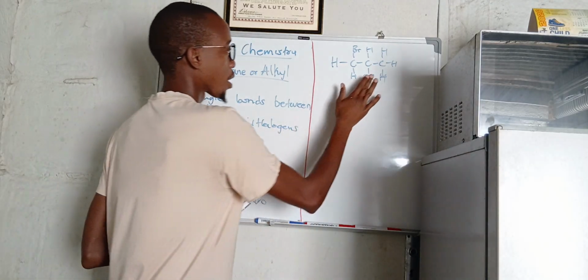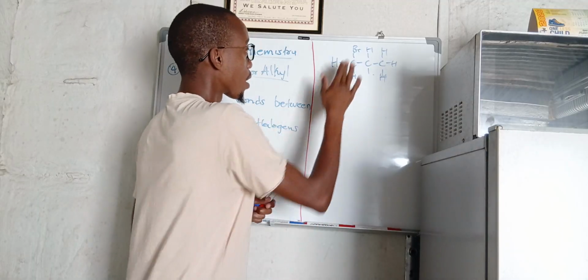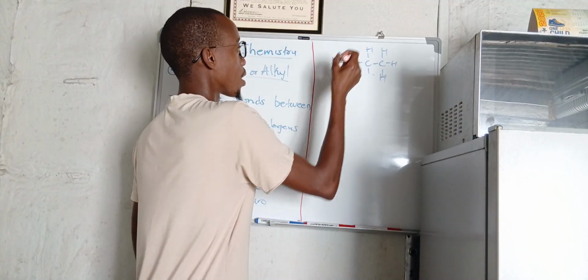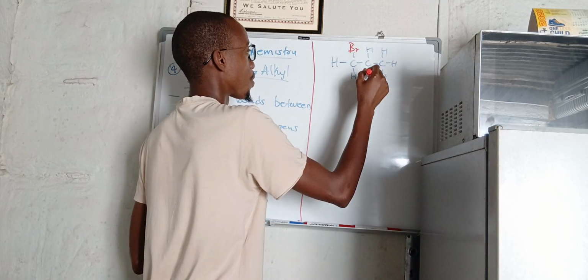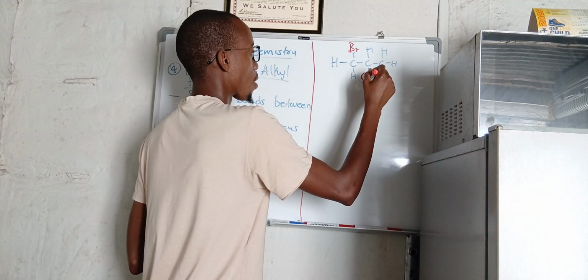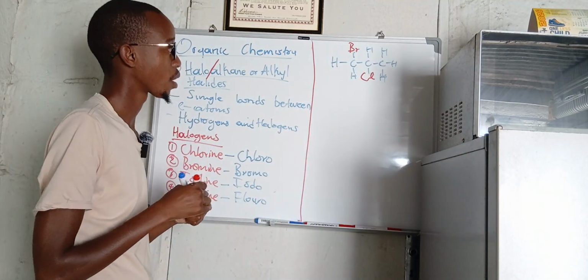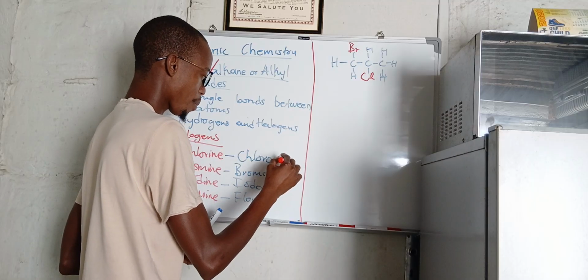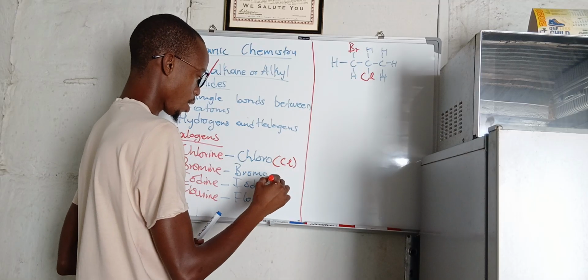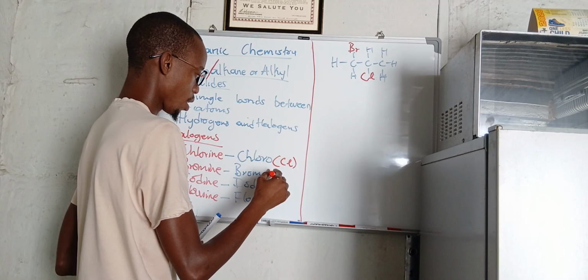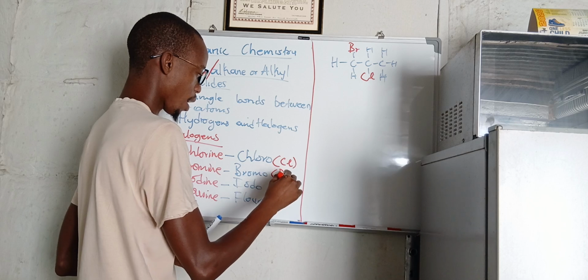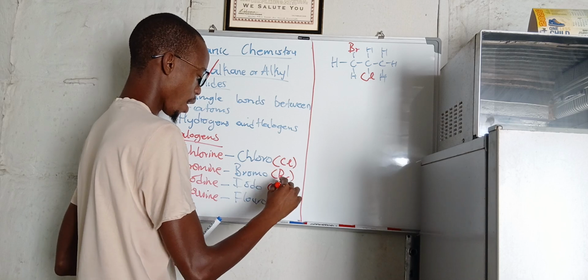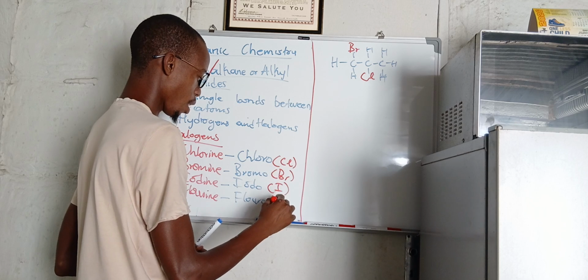So there's our structure. Maybe the halogens, I can write them in red so that they become visible. Okay. So symbols of them, such that you remember: Cl, Br, I, and F.